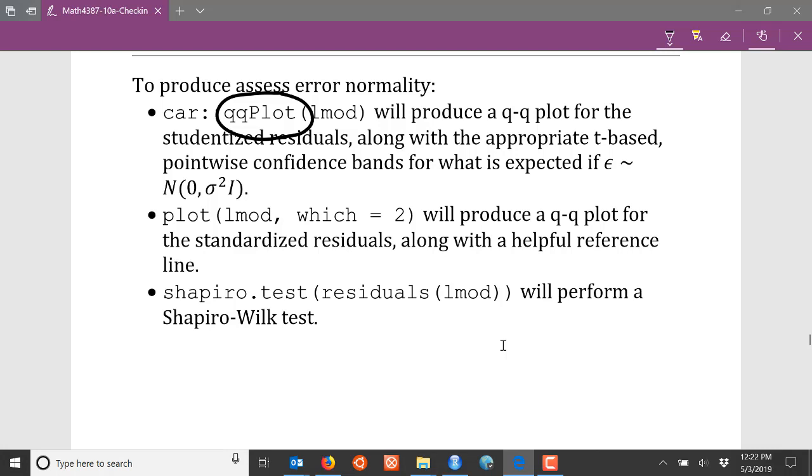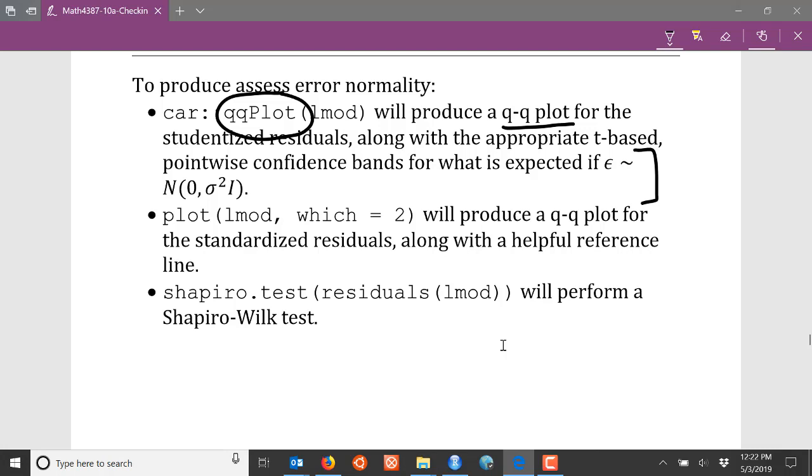But if you use the qqPlot function in the car package and give it your fitted linear model lmod, it's going to produce a QQ plot of our studentized residuals. So see one of the previous videos where I discussed those. And under certain assumptions, we know that the studentized residuals have a t distribution. And so this function will produce a QQ plot of the studentized residuals along with t-based 95% confidence bands for the residuals, giving us an idea of what we expect to see if in fact the errors are normally distributed, mean zero, and constant variance sigma squared, and are uncorrelated. So that's the function I like to use the most to assess normality. It's just the easiest one to use. It gives us a lot of information.